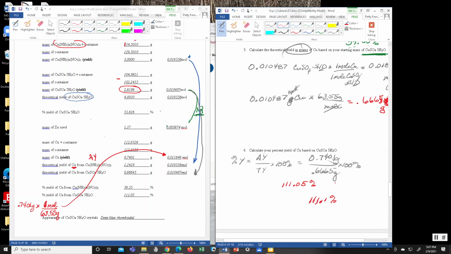I mean, okay, the first one, that 59.55% isn't great, but at least it's understandable. But this 111, how can you get more than 100% yield? Well, I want you to think especially about the last couple steps. You have your mass, your copper 2-sulfate pentahydrate. You've dried it, you've masked it, you've dissolved it in water, and what did you add to it then? You added zinc and sulfuric acid, and I just described to you why.